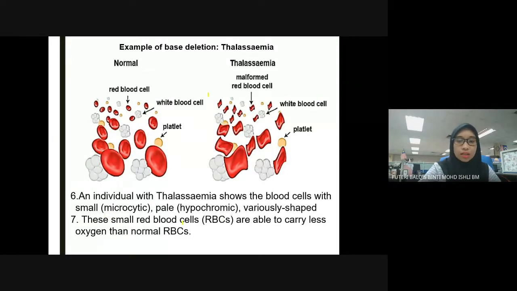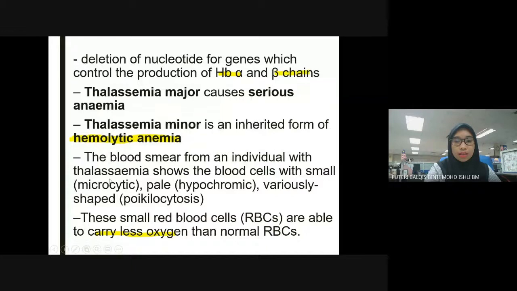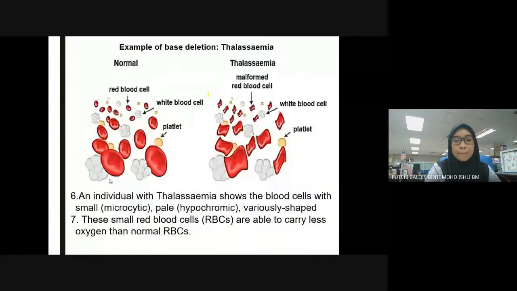Berapa kali nak ulang? Tadi dah ada kan? Okay, these small red blood cells are able to carry less oxygen than normal red blood cells. Itu je cerita dia.